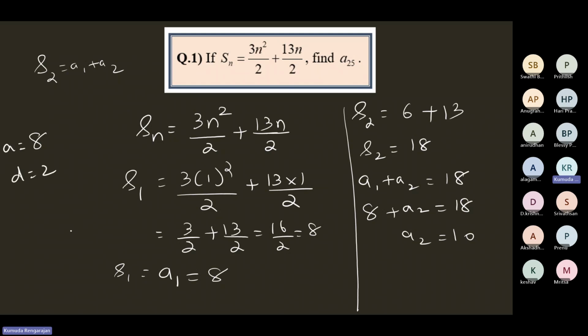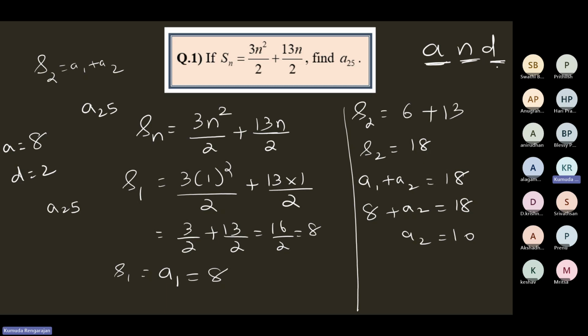And we know to answer any question, we just need the values of A, N, and D. A is the first term, D is the common difference, and N is the number of terms. And A25 means the 25th term. So N is 25. You have to find A25. That means N is 25.